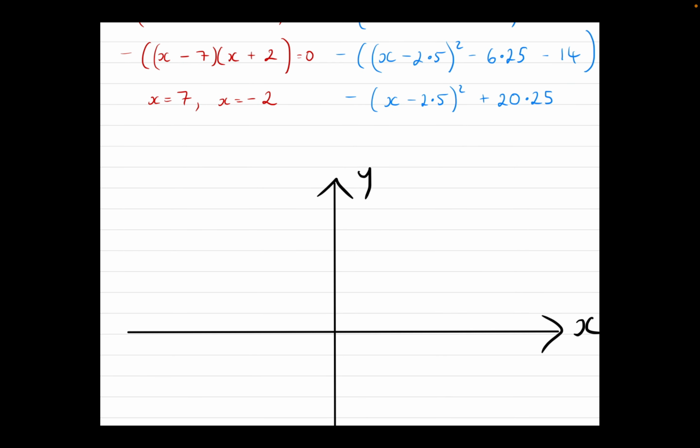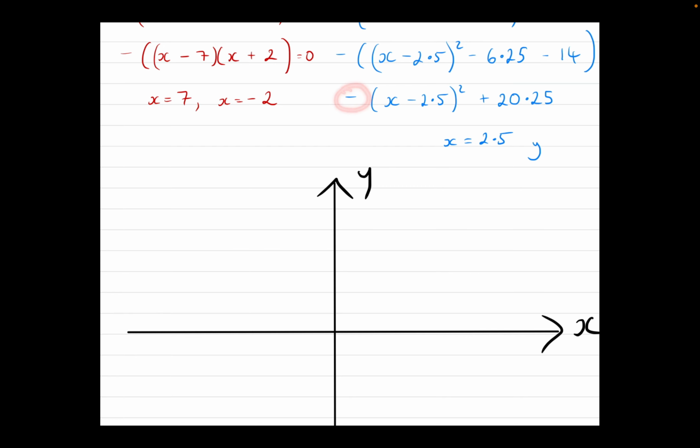We're looking to get my minimum point is going to be x equals, sorry, let me just change to a blue pen. X equals 2.5 because that's the value that makes the bracket 0. So that's where I'm getting that from. So nothing changed.